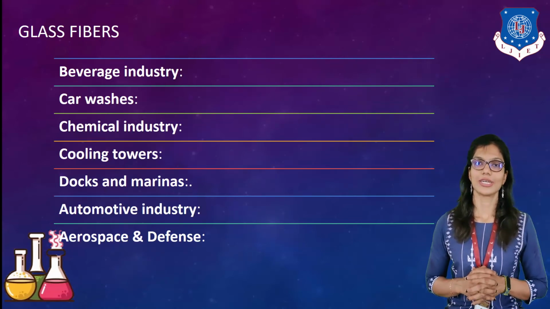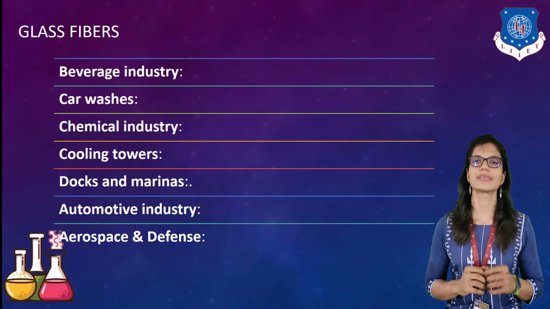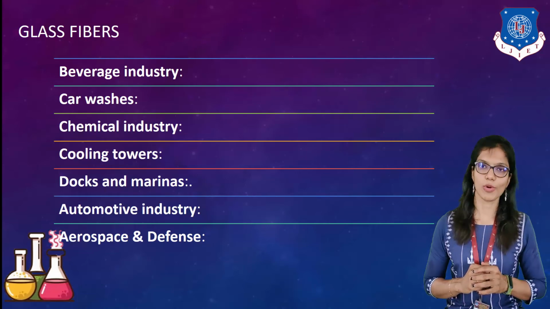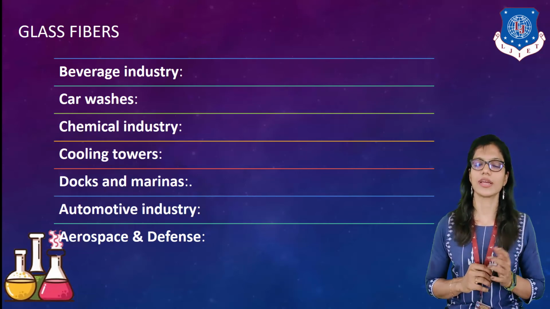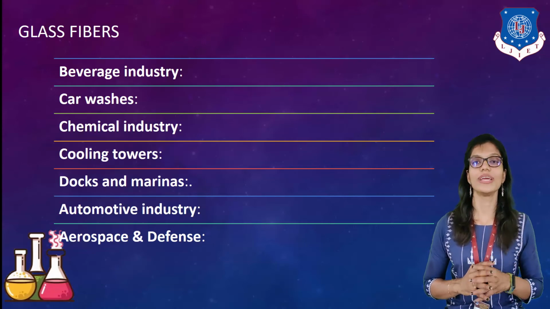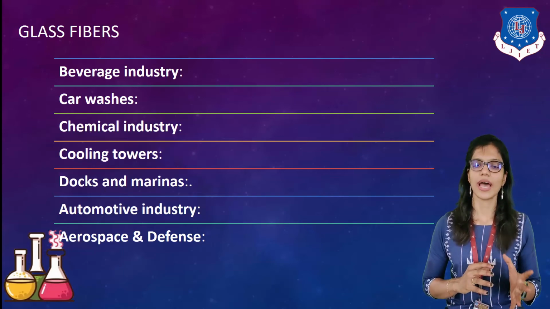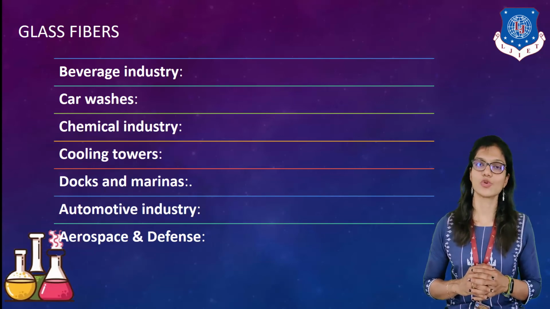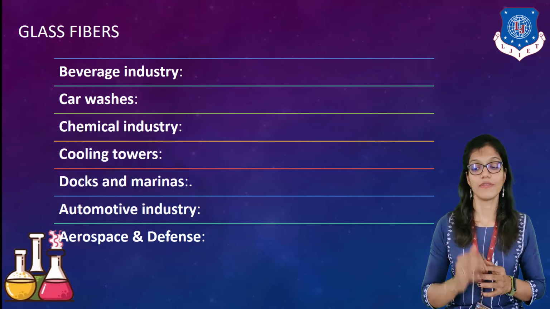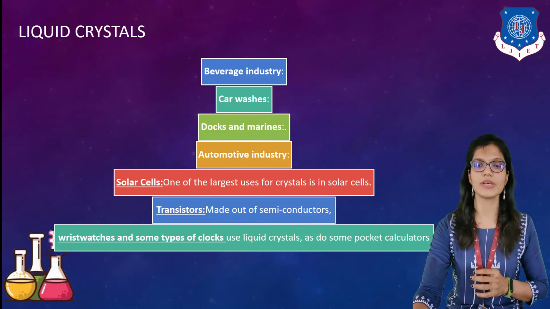Let's move ahead to the next type of fiber, which is glass fibers. A very huge amount is made up of glass fibers. It is used in the beverage industry. It can be used in car washes. It is used in chemical industries, cooling towers, docks and marines, automotive industries, aerospace and defense. So it finds its usefulness in each and every kind of industry. That is very important because we actually utilize glass fibers everywhere.